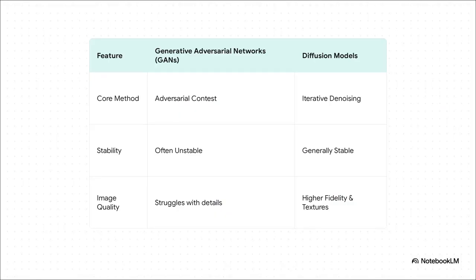So let's just put it side by side. GANs, a chaotic, unstable fight. Diffusion, a calm, methodical sculpting process. And that stability is everything. It allows these diffusion models to create images with way higher quality, capturing all those beautiful, subtle textures that are so key to the Ghibli feel. It's no wonder they're the ones ruling the AI art world today.